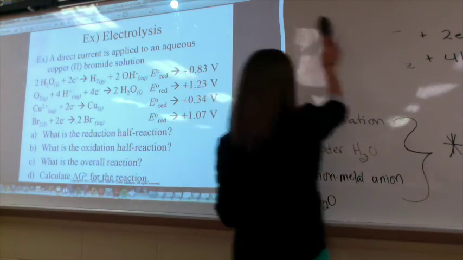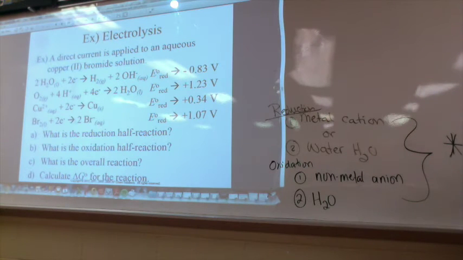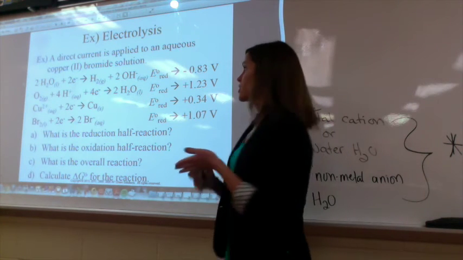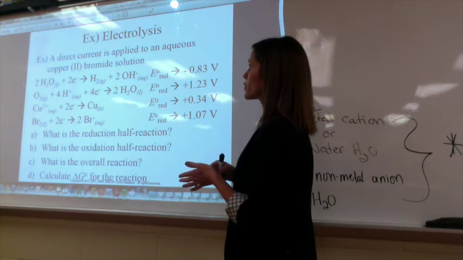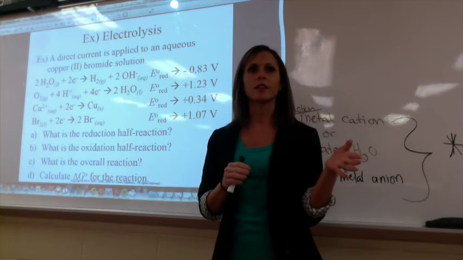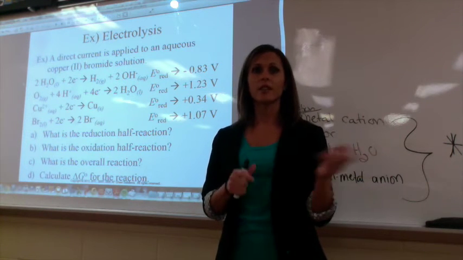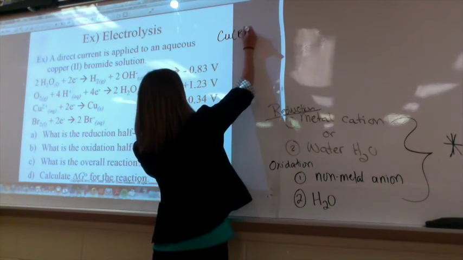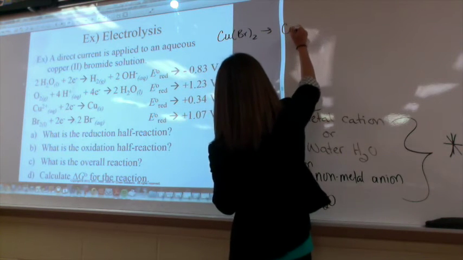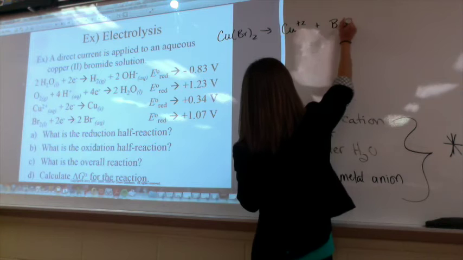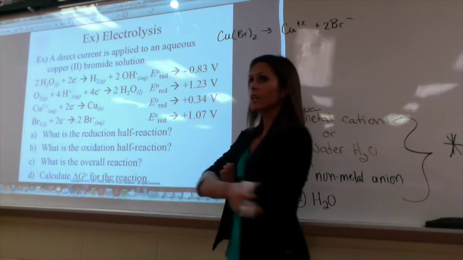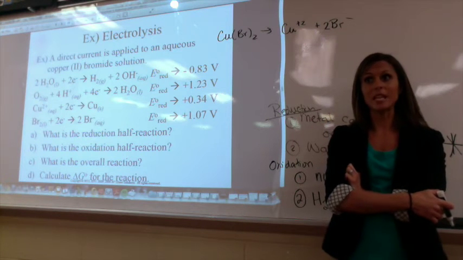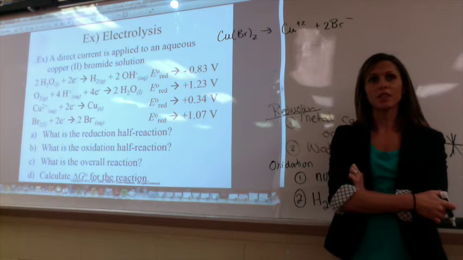All right, step 1, always. For anything, molten or solution, what do you do? Write your reaction. So it says a direct current is applied to an aqueous copper 2 bromide. What should the voltage be? Because it says direct current, right? So electrolytic. So copper 2 bromide is this, and I'm going to write the dissociation of the ions. Do you agree? If you don't know what I mean by write the reaction, this is what I mean. Write the ions.